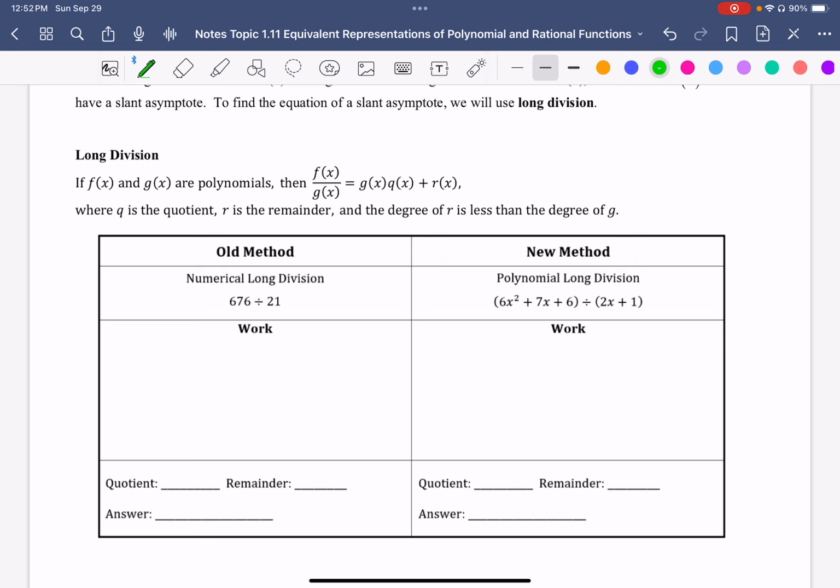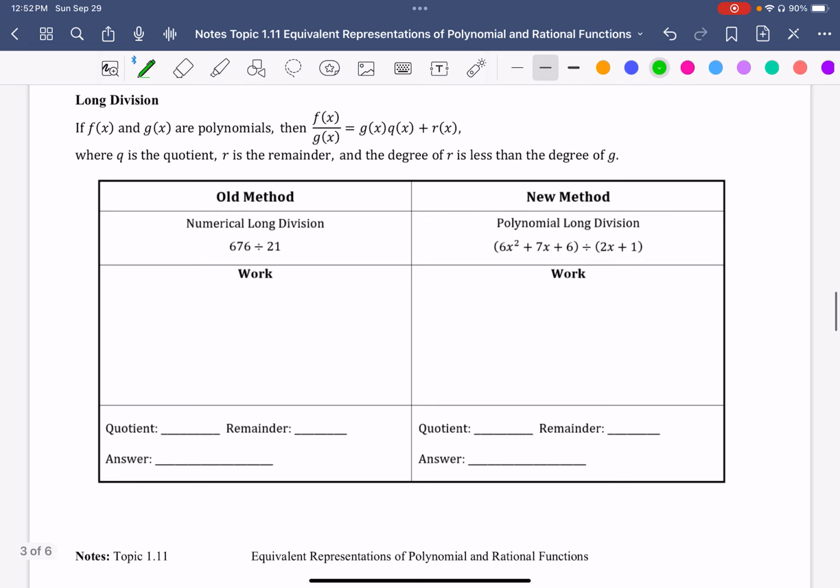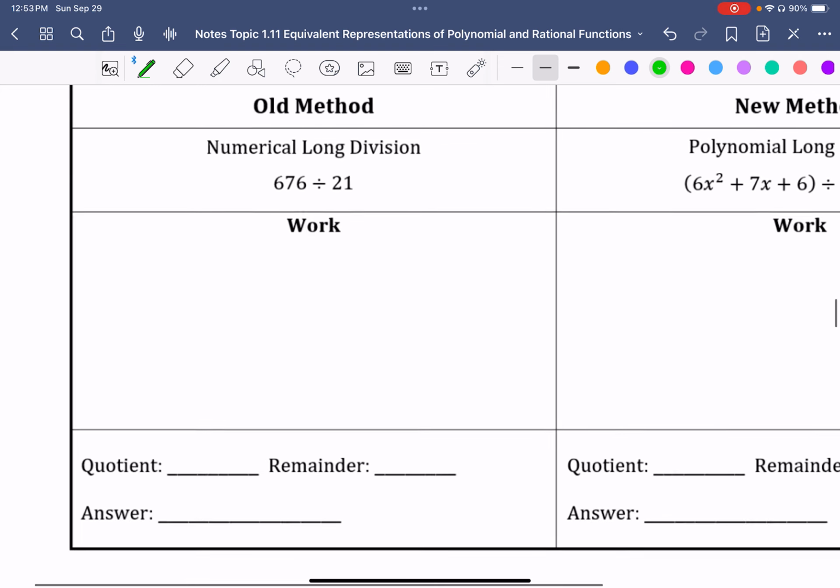If f of x and g of x are polynomials, then f of x divided by g of x is equal to q of x plus r of x over g of x, where q is the quotient, r is the remainder, and the degree of r is less than the degree of g. Okay, now let's practice the old method, numerical long division from elementary school.